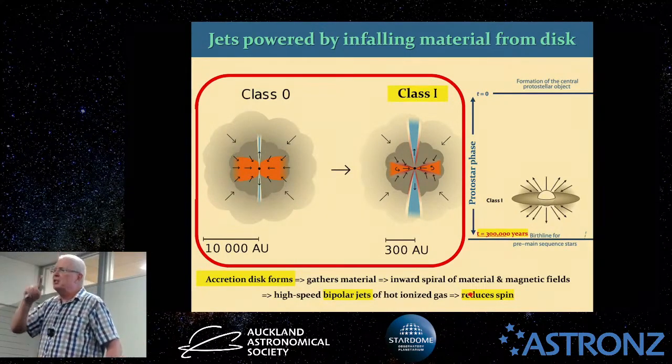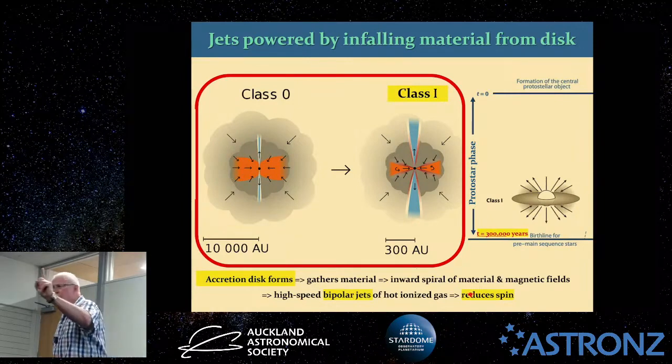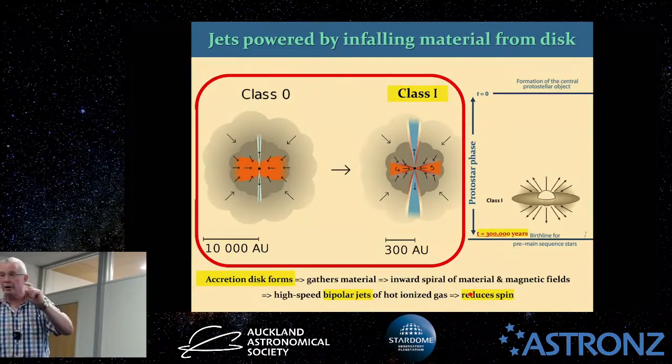So if you've got something spinning around, not only is it not going to want to take material on, what happens when something's spinning around really quickly? Things start flying apart, don't they? The centrifugal forces. That protostar at this stage is about 1% of its final mass that it's going to be when it's an eventual star. So you wouldn't have much of a universe or a galaxy like that.